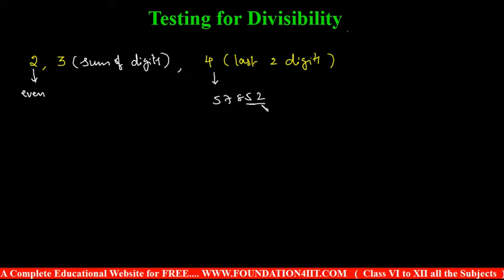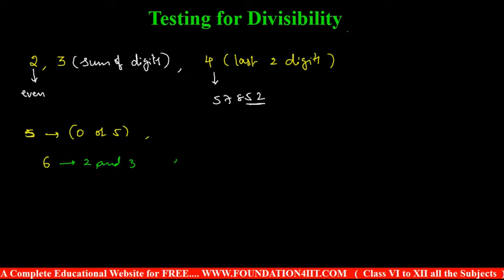For example, 57,852. 52 is in the 4 table, which means this entire number is divisible by 4. Now the rule for 5: either 0 or 5 should be in the units place, then that number is divisible by 5. And for 6, the divisibility rule is that the number should be divisible by 2 and 3, then it is divisible by 6.